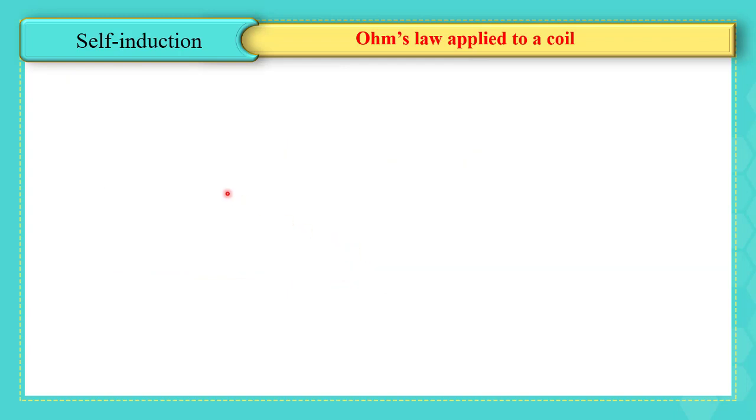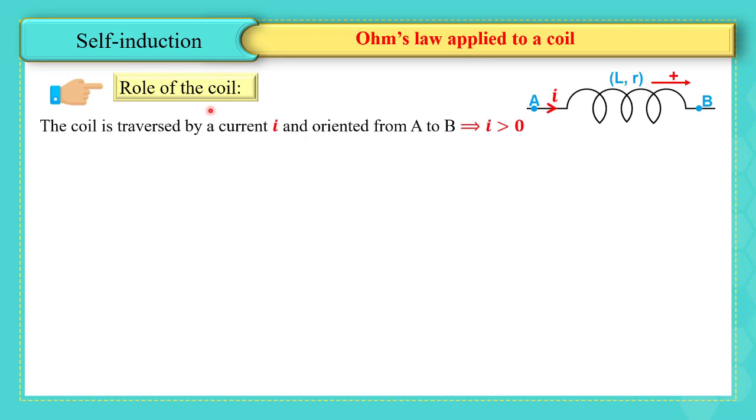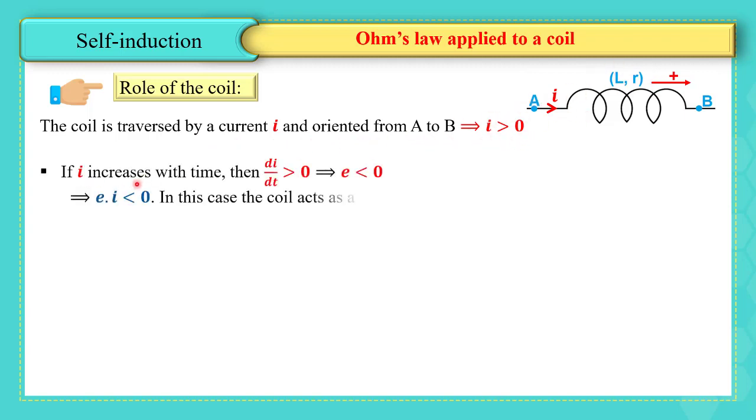Now in order to know the role of the coil in a certain circuit, we must take a look at e times i. Suppose that a coil is traversed by a current i and oriented positively from A to B, so in this case i is positive. If i increases with time, then di over dt, or the slope, is positive. So in this case e will be negative, since e equals minus L di over dt. And so the multiplication e times i will be negative.